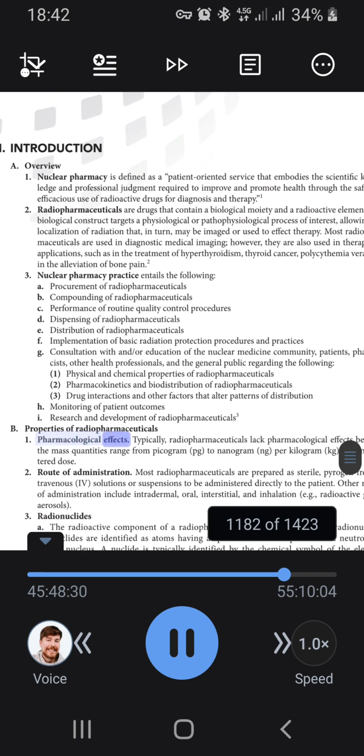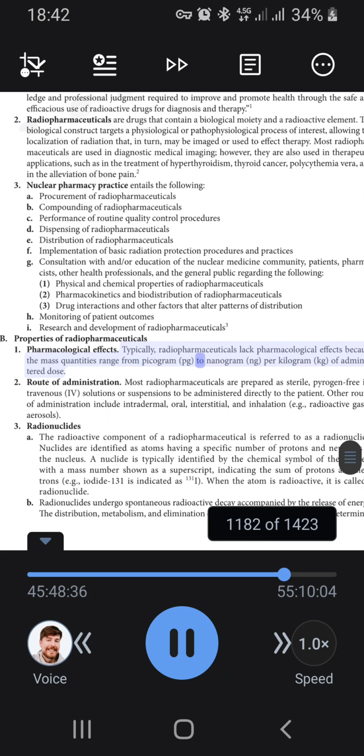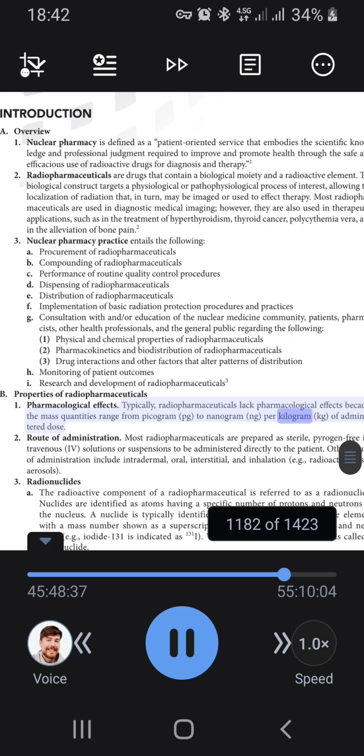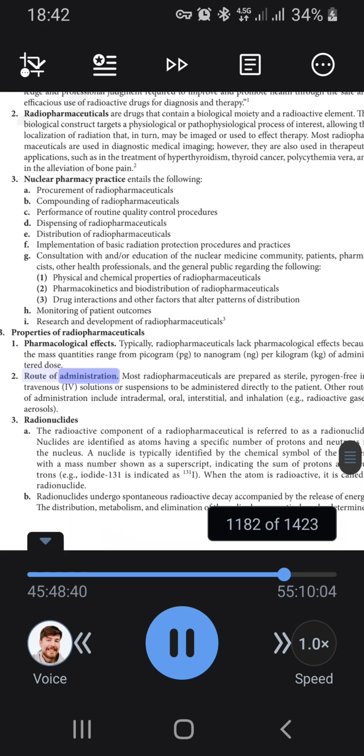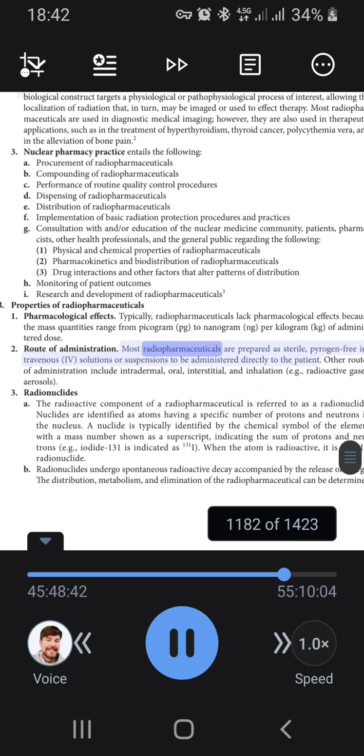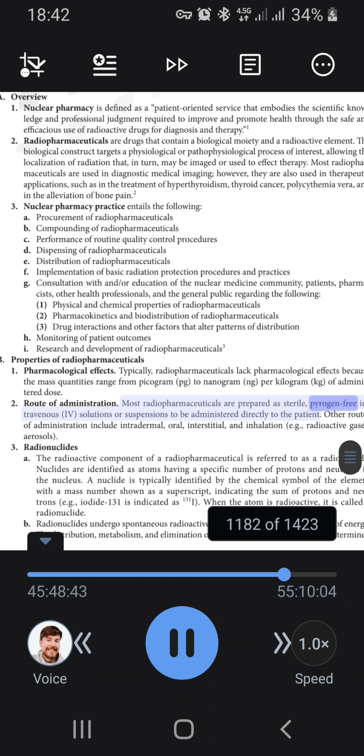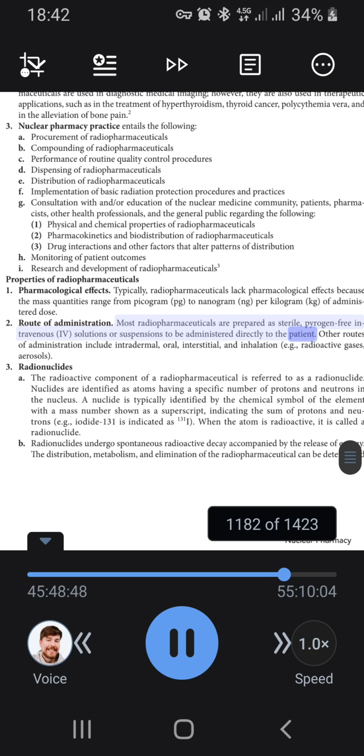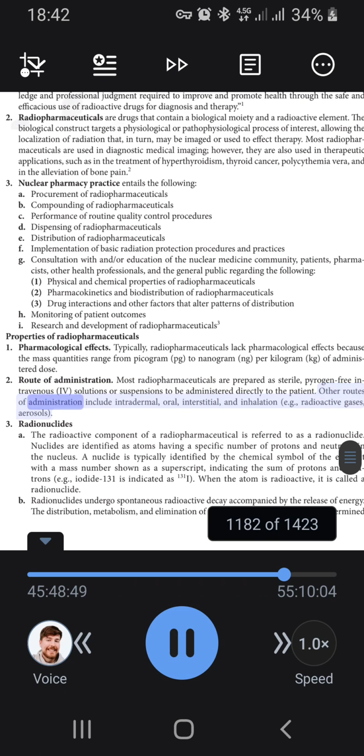Pharmacological effects. Typically, radiopharmaceuticals lack pharmacological effects because the mass quantities range from picogram (pg) to nanogram (ng) per kilogram (kg) of administered dose. 2. Route of administration. Most radiopharmaceuticals are prepared as sterile, pyrogen-free intravenous solutions or suspensions to be administered directly to the patient. Other routes of administration include intradermal, oral, interstitial, and inhalation, for example, radioactive gases and aerosols.